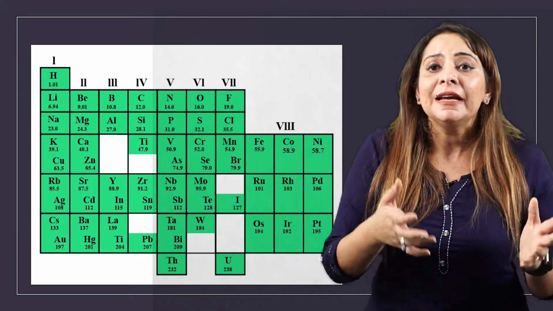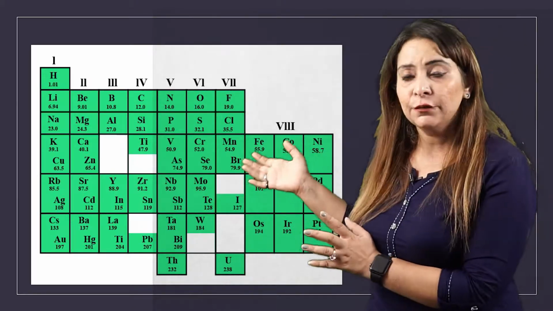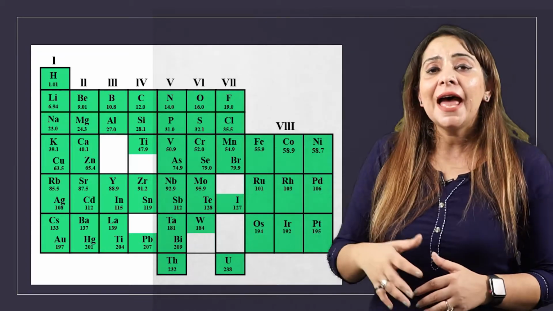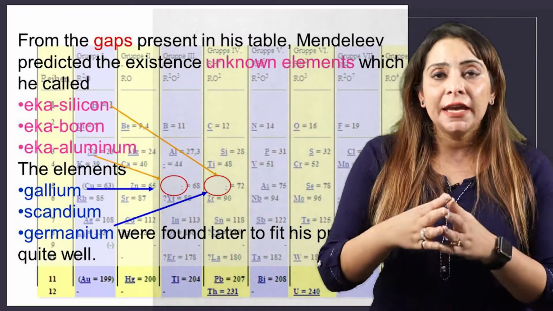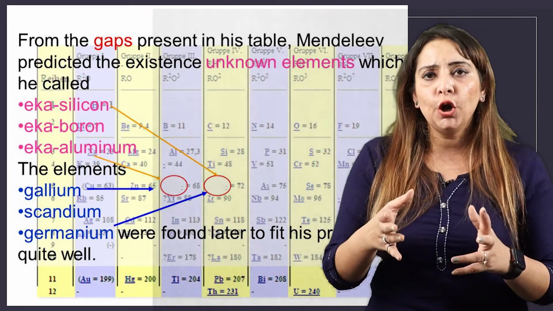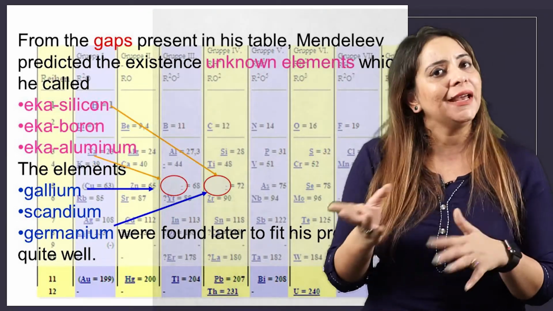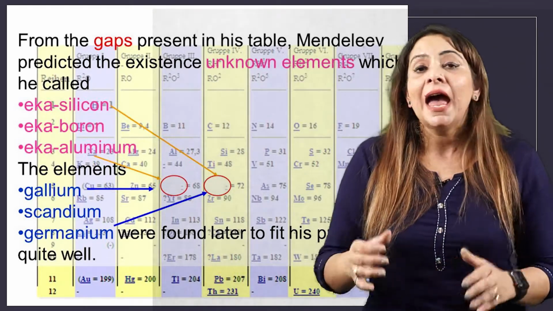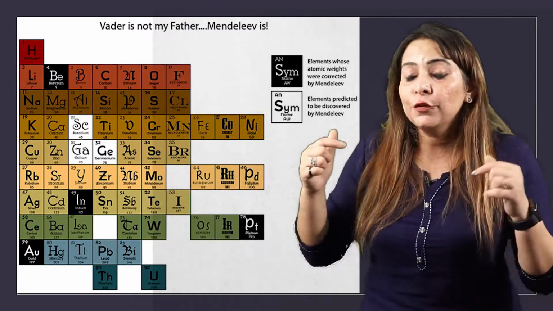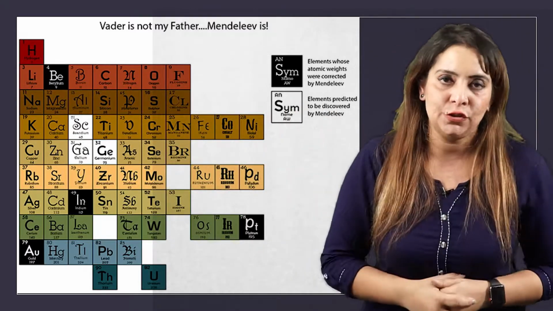He thought that when these elements were discovered later, they could be placed in the table without disturbing the other elements. So he left gaps, right? And he named those gaps Eka boron, Eka aluminium, Eka silicon. Eka means next to it. You will be shocked to know that later those elements got discovered and filled those gaps. So it was a major prediction.